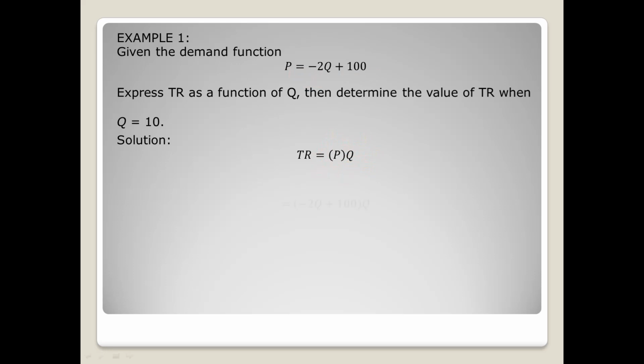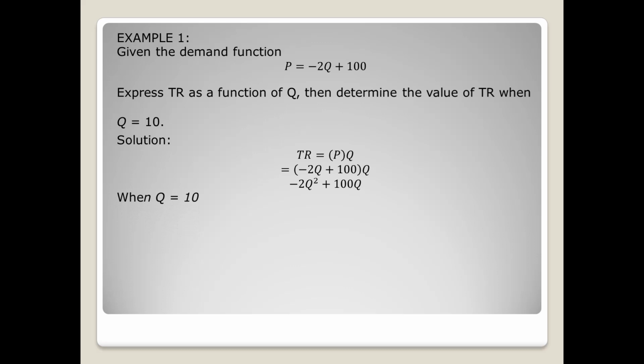So if we multiply this function P by Q, we will get the total revenue as a function of Q. Let's see. So the total revenue here becomes minus 2Q plus 100, this is the demand function P, multiplied by Q. If you multiply out this bracket, you will get minus 2Q squared, because minus 2Q times Q is minus 2Q squared, plus 100 multiplied by Q is 100Q. So this is the expression for the total revenue as a function of Q. TR equals minus 2Q squared plus 100Q.